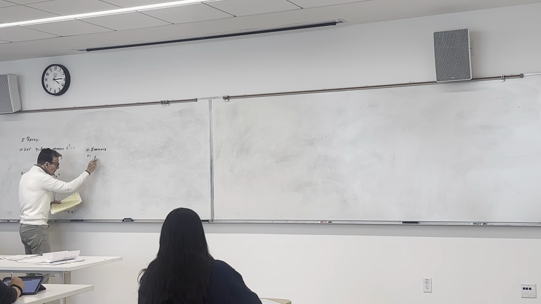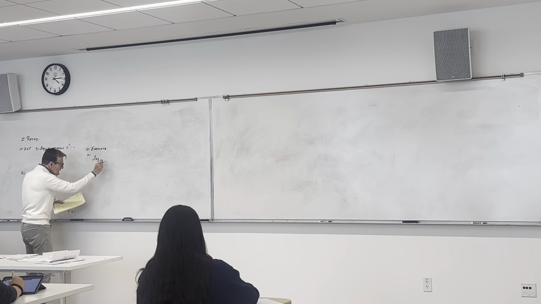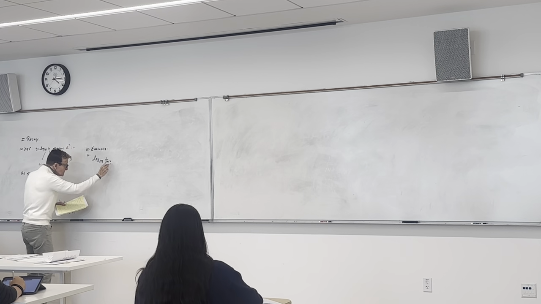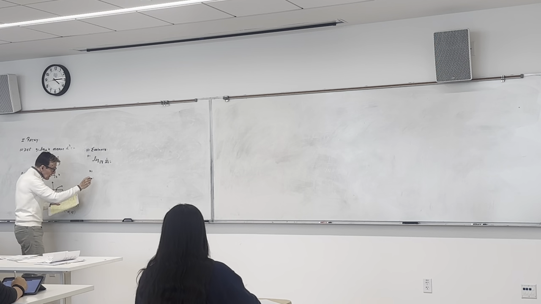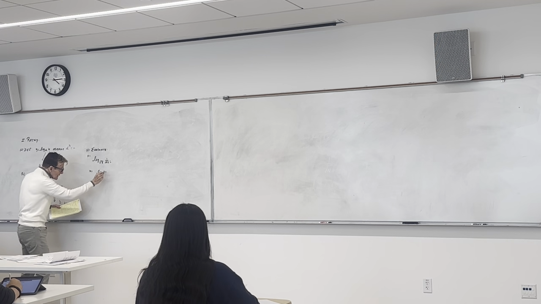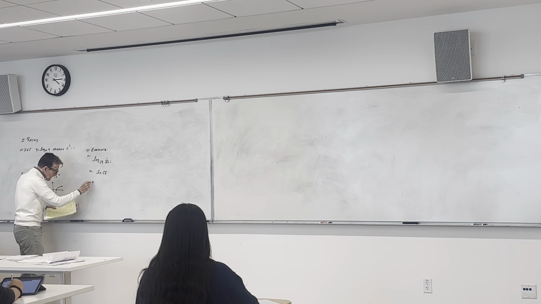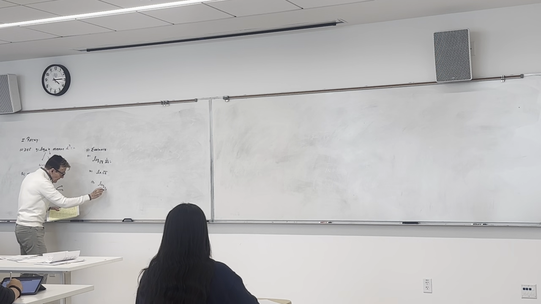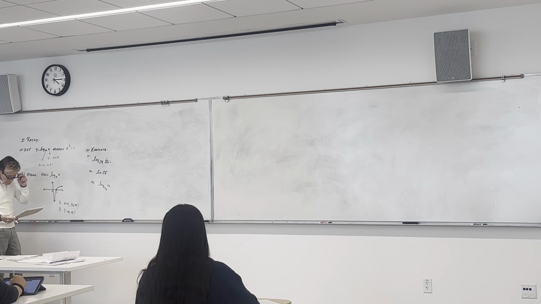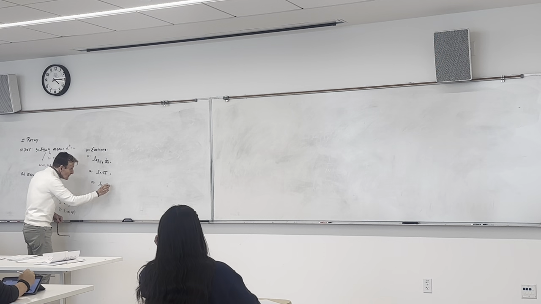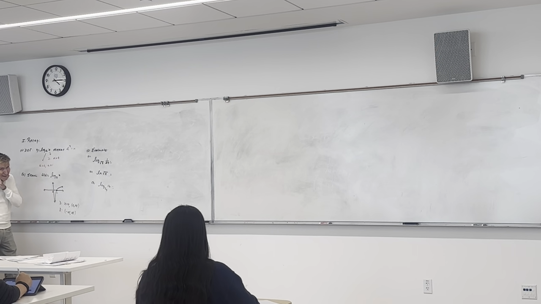Number 1: log base square root 3 of 1 over 27. Number 2: ln of square root e. Number 3: log base 1/4 of 16. Let's get a sense of what that means. Those are all logs. They're asking for evaluation, no calculators. So you have to know what those statements, when you look at them, mean.